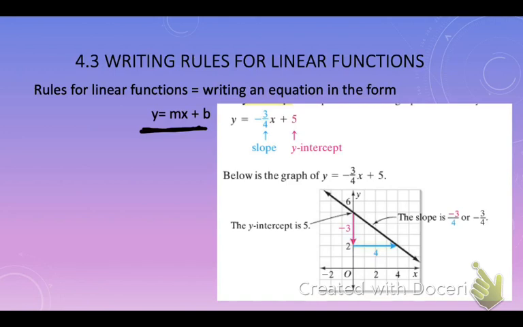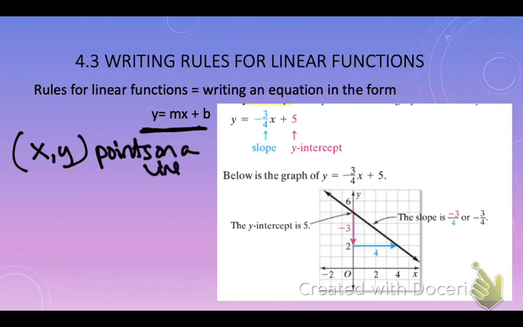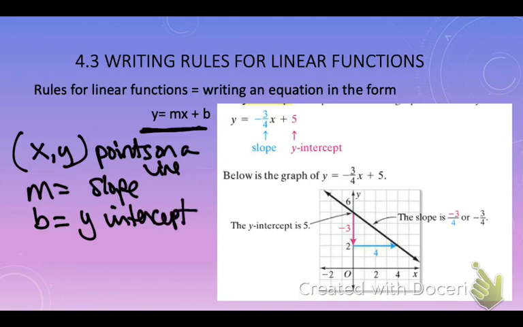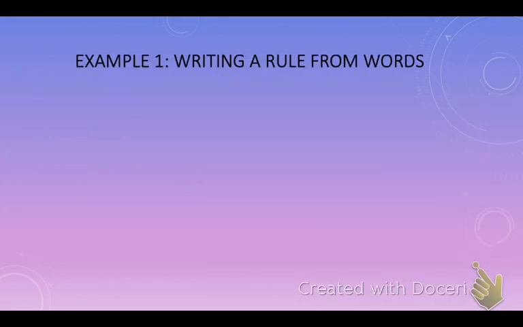So write down the title, rules for linear functions, writing an equation in the form of y equals mx plus b. But remember, x and y are points on a line. m is your slope, and b is your y-intercept. Okay, so write that down. If you need to pause the video, pause the video. So write this all down.